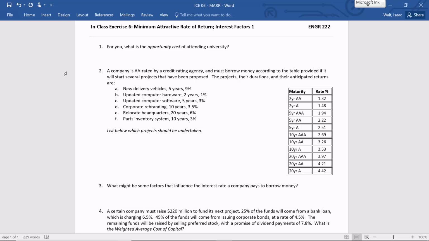So for problem one, I'm curious to know what's your second best option? Like what could you be doing instead of sitting in this classroom today? What are you foregoing to be here?